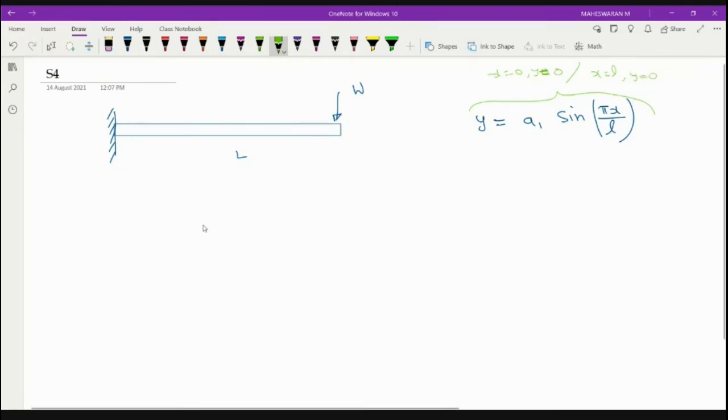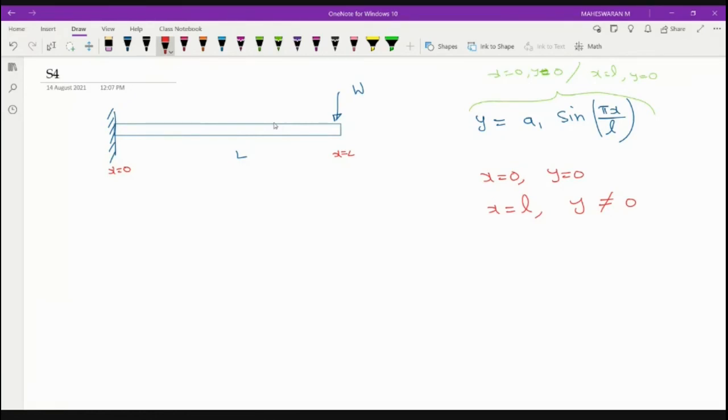But if you go for a cantilever, it is different. Here, when x is 0, y is 0. That is satisfying. Very good. But when x is equal to L, your y should not be equal to 0, because at that point you will have a maximum deflection for a cantilever. So if I substitute x is equal to L here, it becomes 0, which means this equation is not capable to solve cantilever beams.